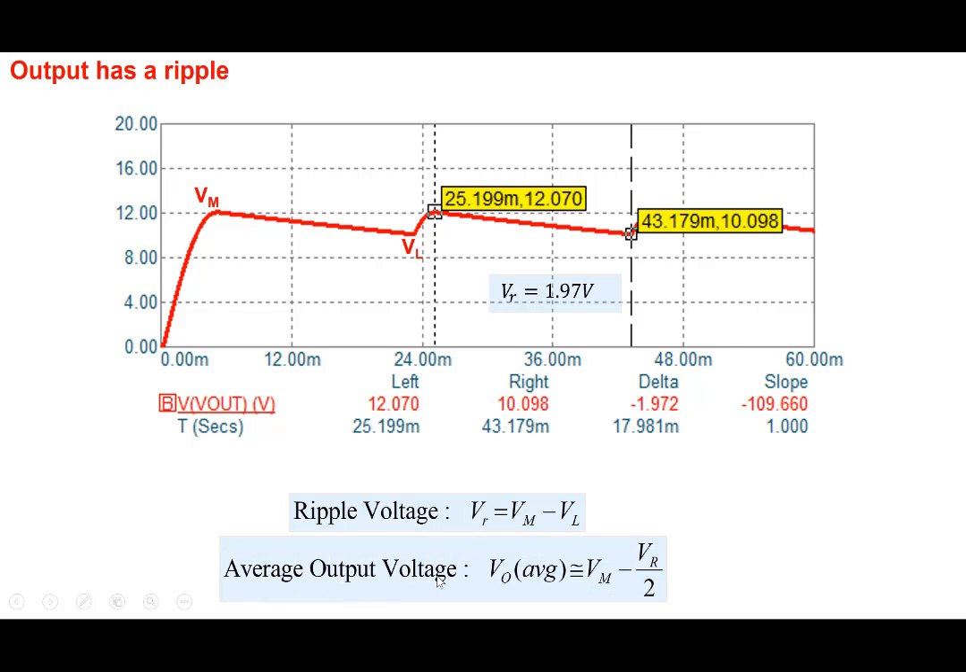The average output voltage one could define as VM minus VR by 2. VR is the total drop from here to here, and the average value would be somewhere in the middle, and so that's why VM minus VR by 2. And in most of the designs, the ripple is very small, and so the average output voltage is very close to the maximum value VM here.